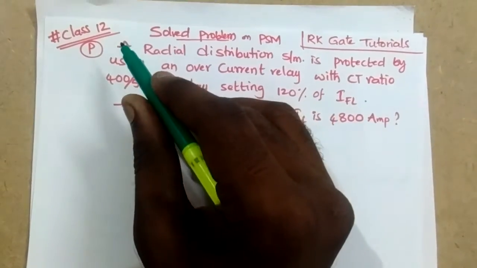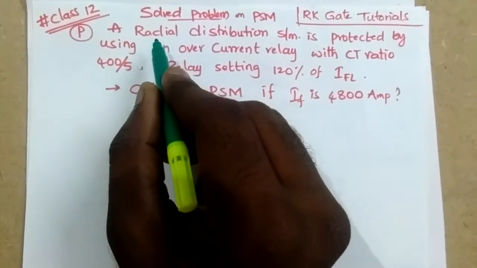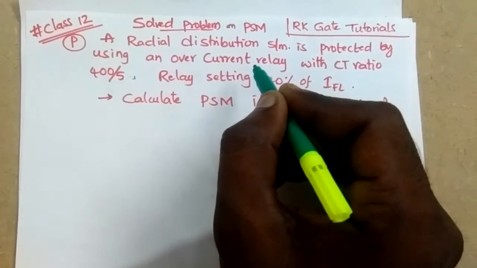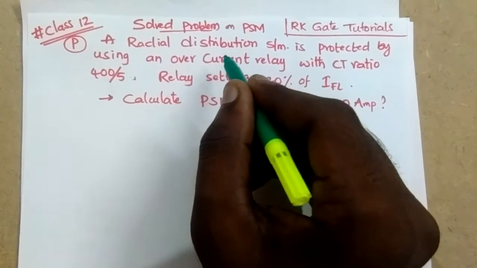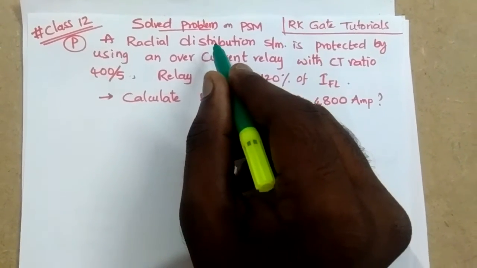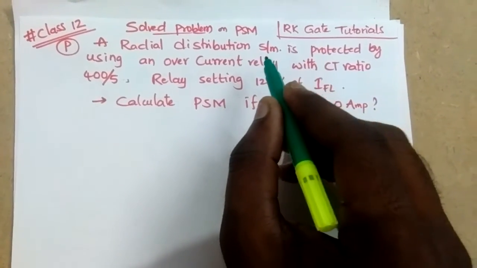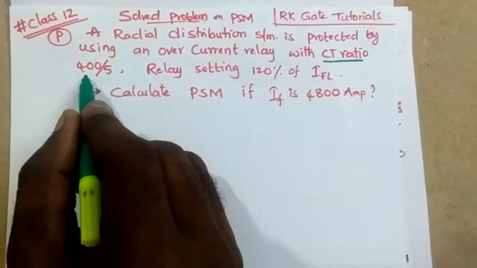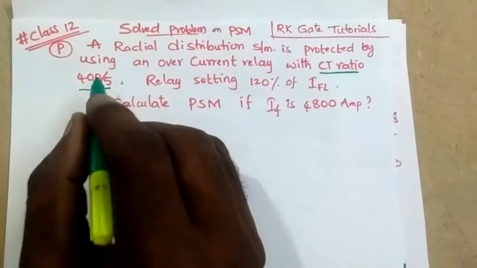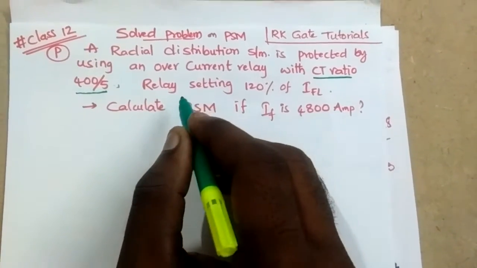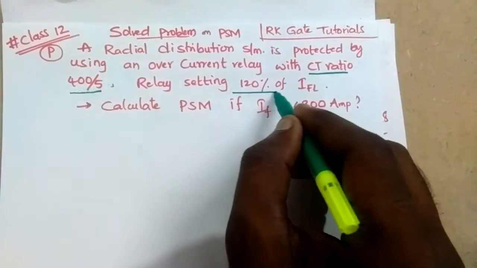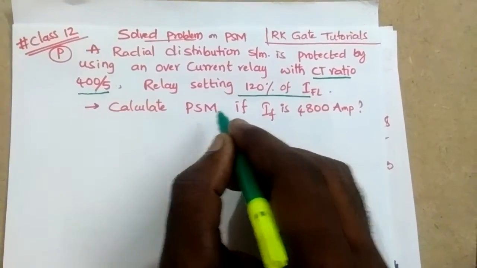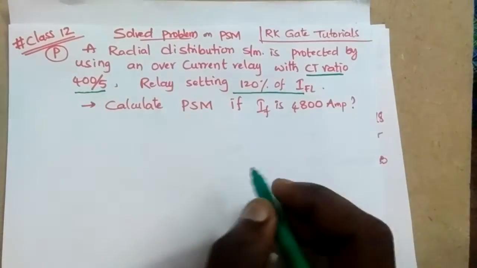And now we are in the 12th class. So look at this question once. A radial distribution system is protected by using an overcurrent relay. So you might be knowing what is a radial distribution system. There is a source at one end only. So that is what is called a radial distribution system. That is protected by an overcurrent relay with CT ratio given here. CT ratio is 400 by 5. This is the primary current, this is the secondary current. And relay setting is also given, that is 120% of its full load current. Now he is asking to calculate the plug setting multiplier if fault current is 4800 amperes.